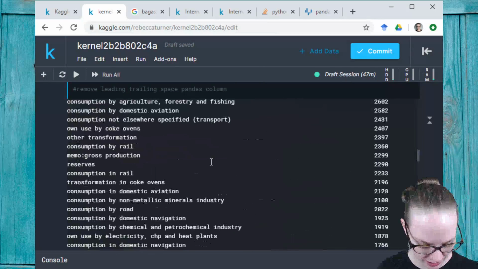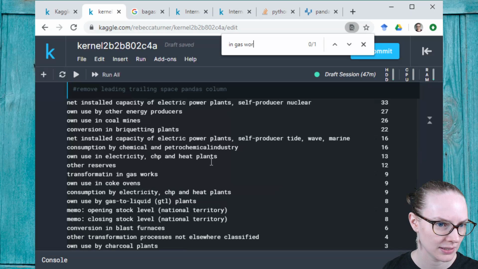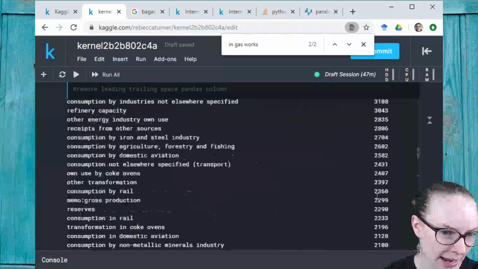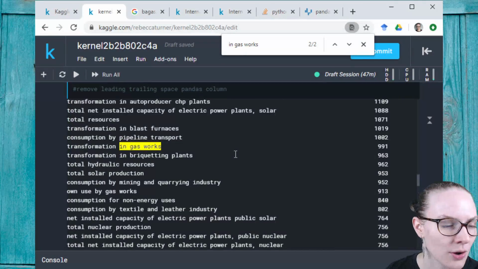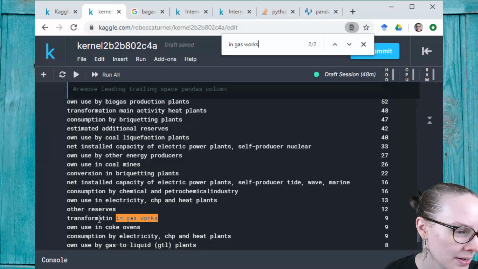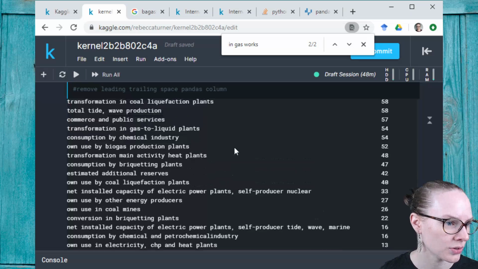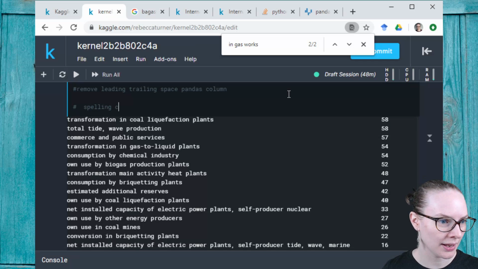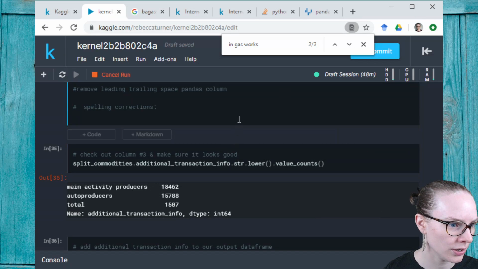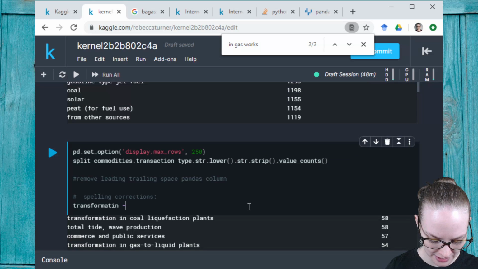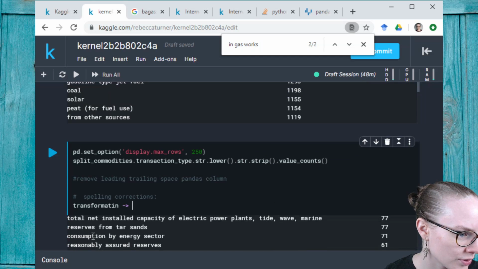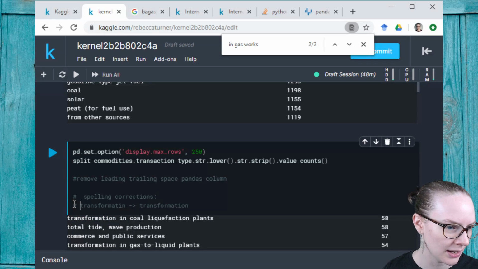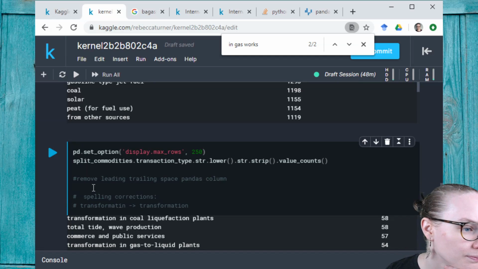Let's see if we can find in gasworks anywhere else. Okay, so it looks like it is actually a spelling error, and there is a more common one. So something that we can do is spelling corrections. Oh, whoops. Did not mean to do that. To transformation. My guess would be that this is probably one that's happened multiple times. And I'm just taking notes for myself here to go back and do these.